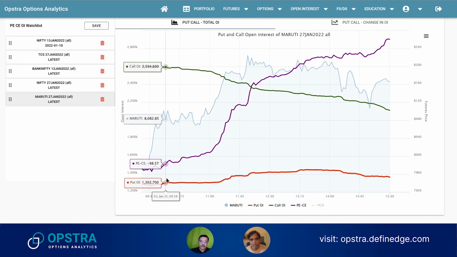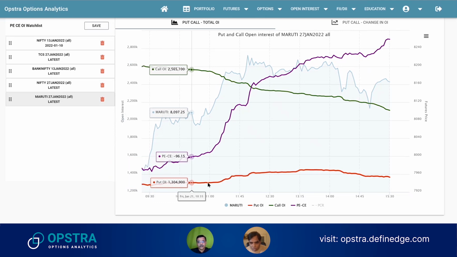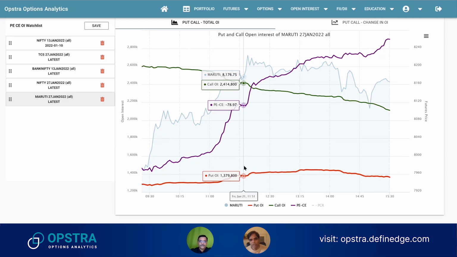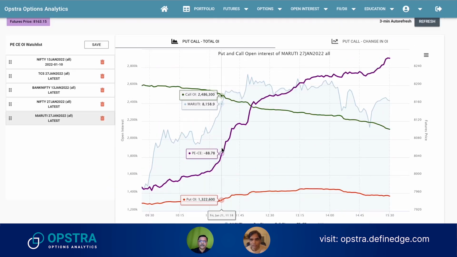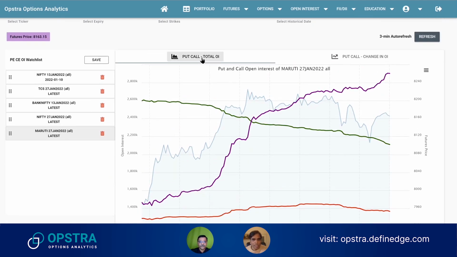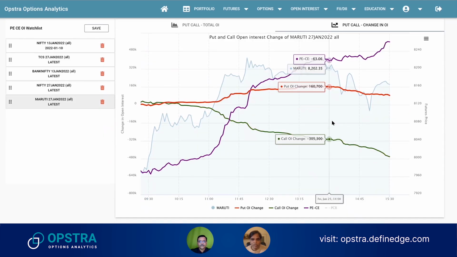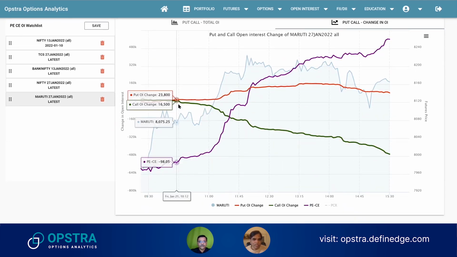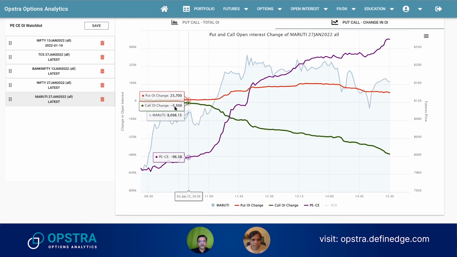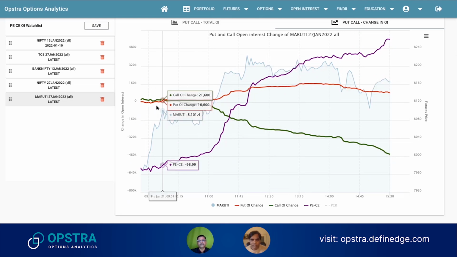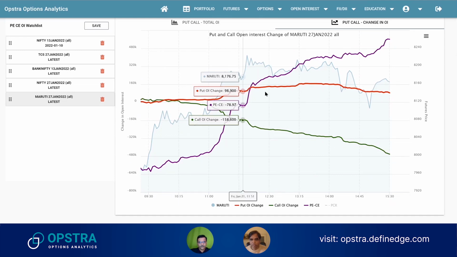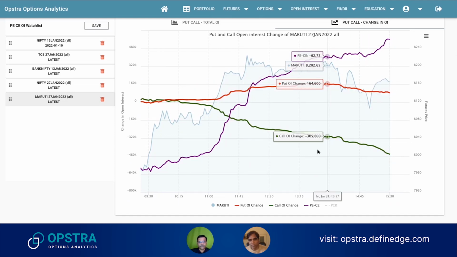The way I look at it is what is happening to the green line and what is happening to the red line. When the green line is falling and the red line is rising, that is very bullish. And that exactly reflects in this purple line. So this is the total OI, and here is the change in OI. It's pretty much similar, but this OI change is much easier to track. Like, this is falling, and this remains the same, more or less.